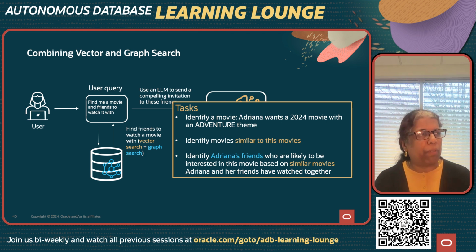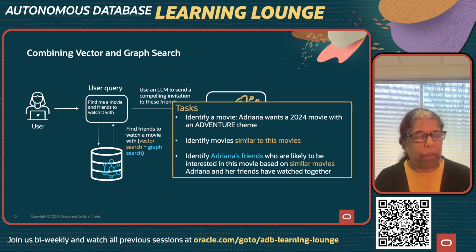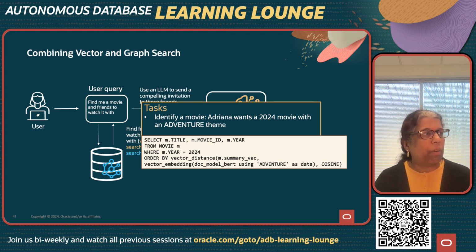The task would be, first, to find a recent movie with an adventure theme, because that's what Adriana is interested in. And then identify movies in the database that are similar to this movie. We look at similar movies because we want to find friends who are interested in these other movies that were similar to this movie. To identify a movie with an adventure theme, we can run a simple vector distance search on the movies that are stored in the movie table. We're saying, find me all movies which have an adventure theme, because that's what Adriana wants to work with.